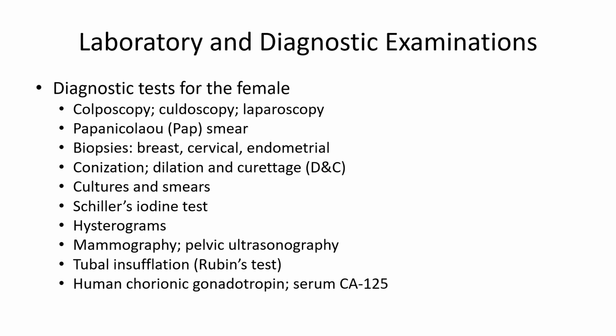All right, moving on to Schiller's iodine test. This is used in the early detection of cancer cells, okay? And it can also be used as a guide for biopsies. So it guides them into what areas need to be biopsied. So again, a Schiller's iodine test is used in the early detection of cancer cells, and it's also used as a guide for biopsies. So how is this done?